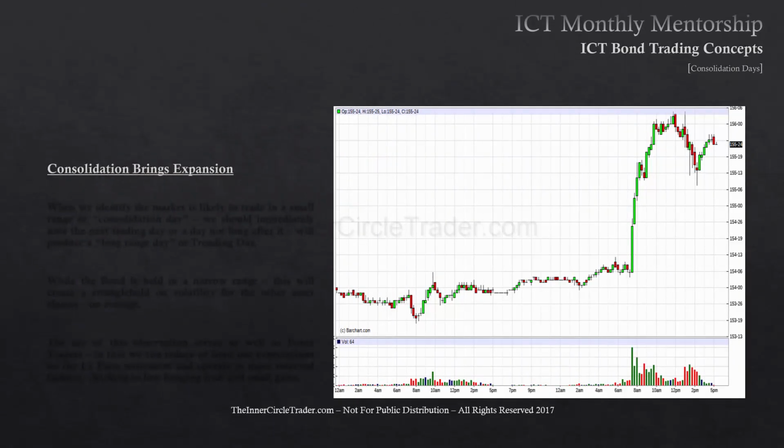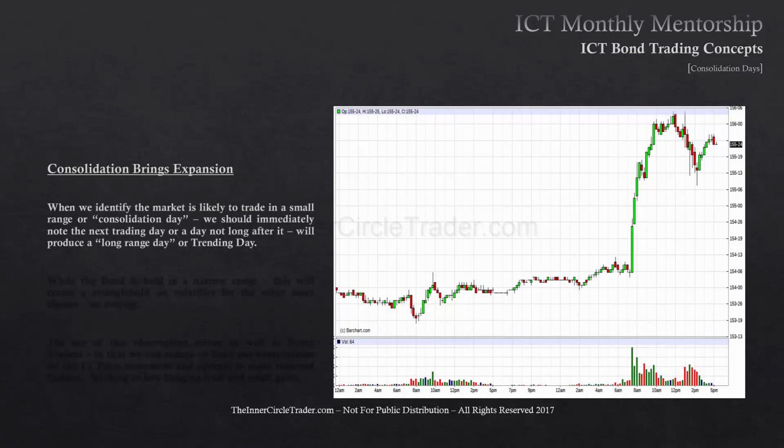Consolidation brings expansion. Now, when we identify the market is likely to trade in a small range or consolidation day, we should immediately note the next trading day or the day not long after it will produce a large range day or trending day. How do we know this? The economic calendar. We already identified that Wednesday, the day of this week and the day of this actual recording, was going to be a high impact news day, and we're going to see a lot of volatility and wild price action. True to form, we saw it happen.